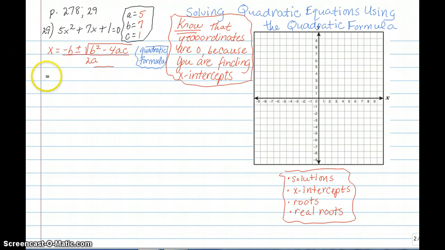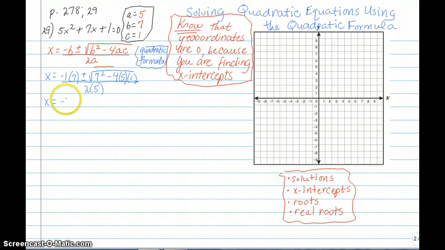So x equals, and I'm going to make it negative 1 times b, which is 7, plus or minus the square root of, that's a radical symbol, b is going to be 7 squared, and then minus 4 times 5 times 1. And then that's going to be all over 2 times 5.